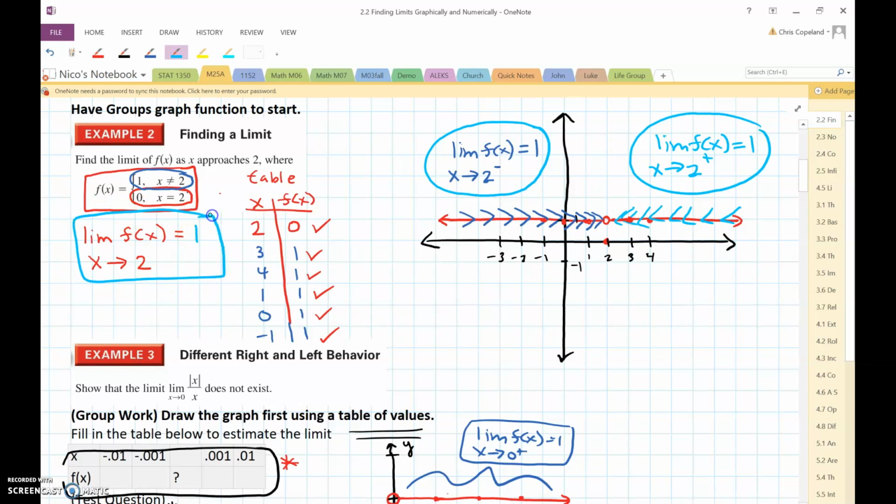For whatever reason, if the limit coming from the left or the limit coming from the right gave us two different values, then we would say the limit doesn't exist, which I'm sure we'll do some of those today.